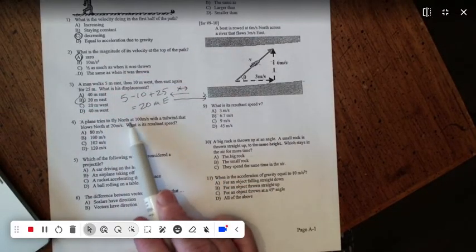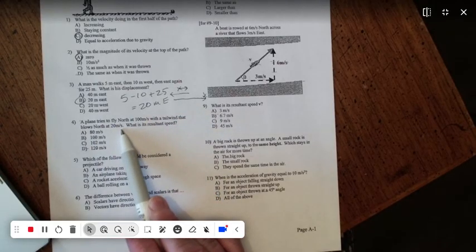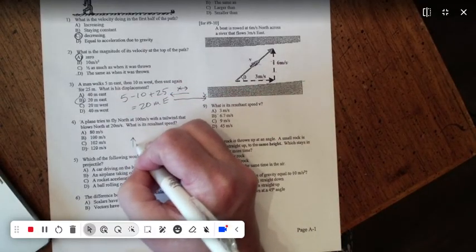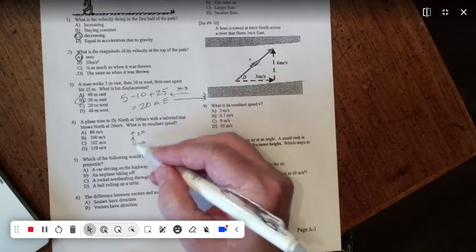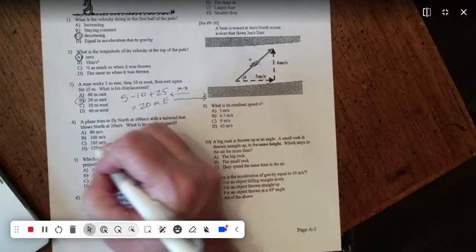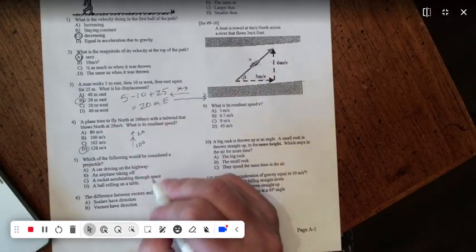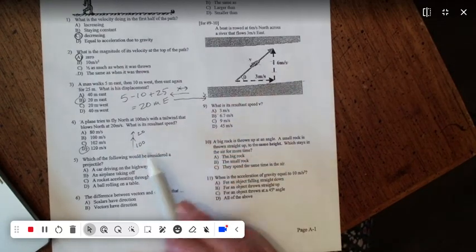A plane tries to fly north at 100 meters per second with a tailwind that blows north. What is its resultant speed? So it's flying north, but there's also a wind blowing it in the same direction. So those are going to add up. He's going to end up with 120 meters per second because the wind is adding to his speed, because it's in the same direction he's going.